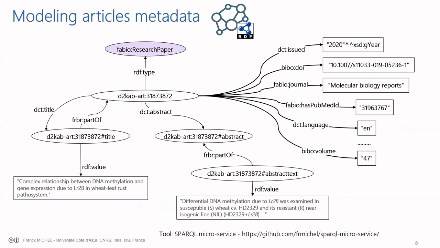In addition to that, we retrieve from the PubMed API the article's metadata, including the authors, dates, identifiers, title, and so on. And we represent these metadata with common vocabularies such as Dublin Core, the Bibliographic Ontology, and FaBiO. And this time, the transformation is carried out with an architecture that we call the SPARQL Micro-Services.